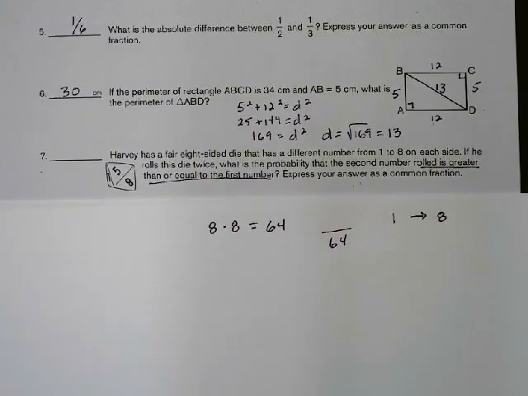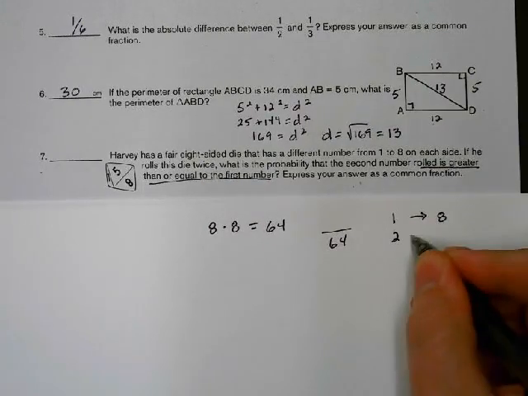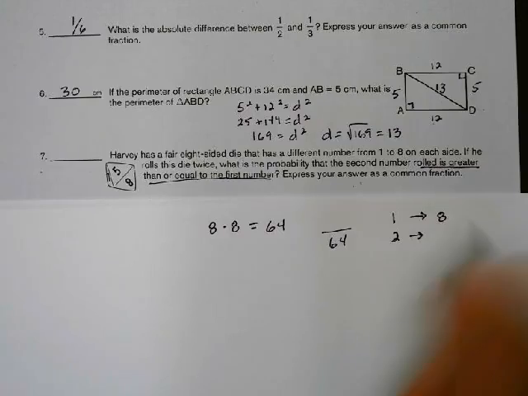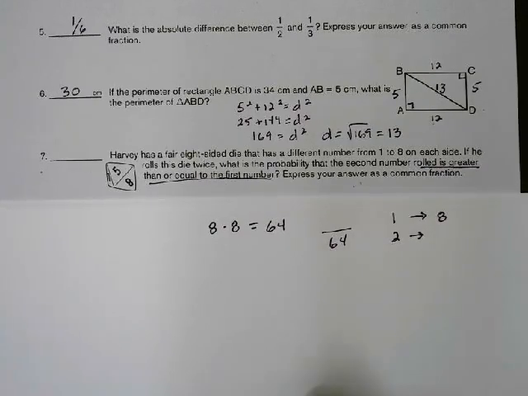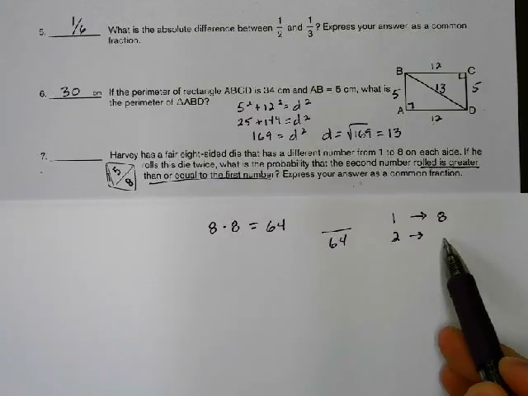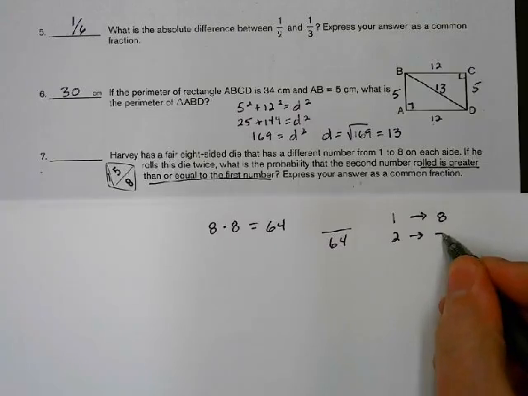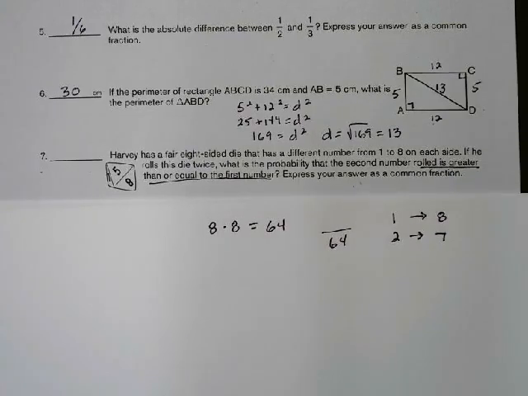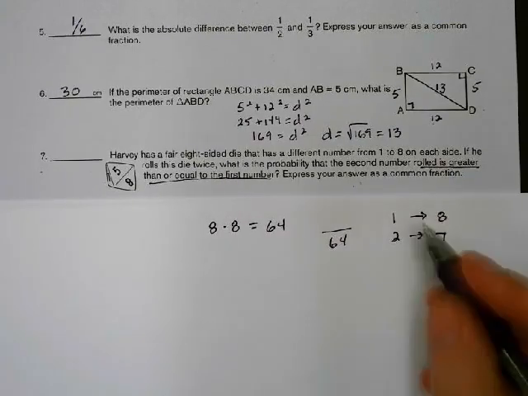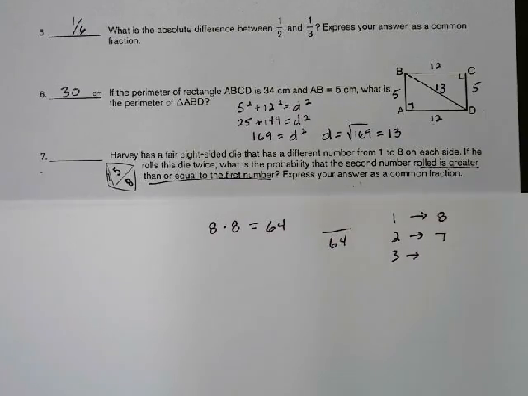If I rolled a 2 first, well then I can't roll a 1, but I could roll a 2, a 3, a 4, a 5, a 6, a 7, or an 8. So there's 7 outcomes if I roll a 2. If I roll a 3, I could roll a 3, a 4, a 5, a 6, a 7, or an 8.